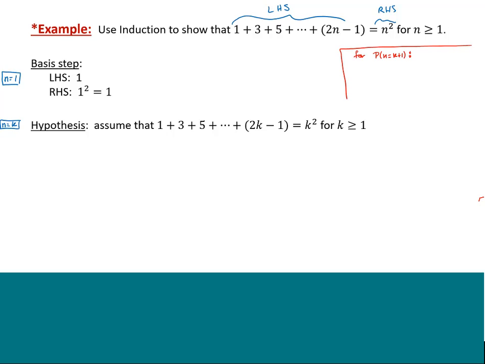So what should it look like? In other words, what should our starting point and our ending point look like? Well, we'd be adding up the first k plus 1 terms, so odd numbers, so 1 plus 3 plus 5 plus dot, dot, dot, plus, well, we've got 2k minus 1, but that would be the kth term. Anybody have a guess on what this k plus first term is?